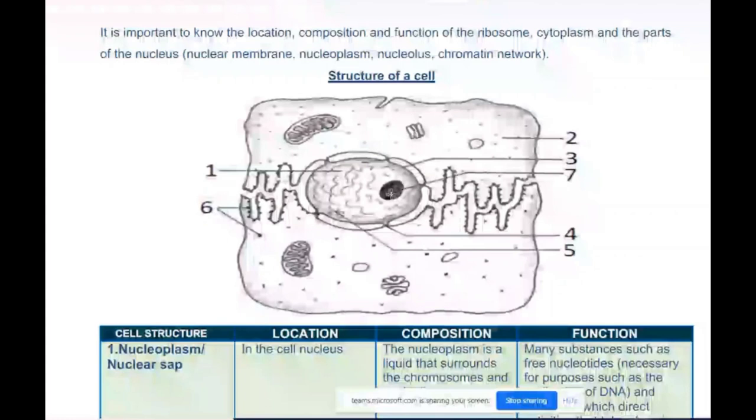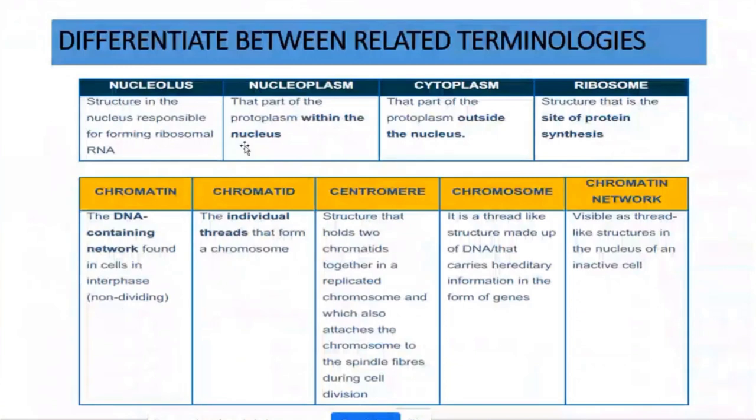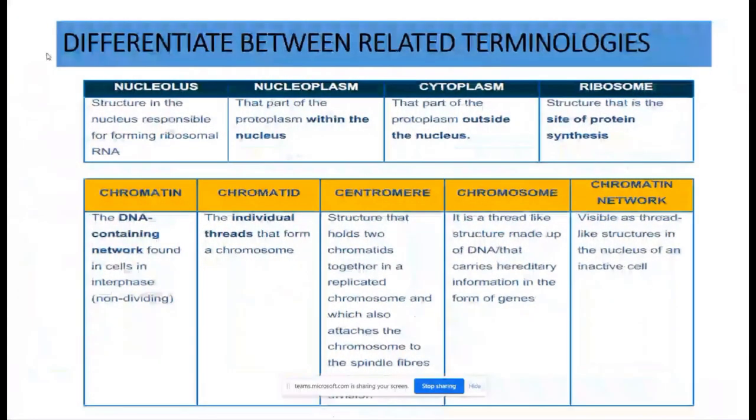This is grade 10 work, so I do hope that our learners will go back and revise their grade 10 cell structure. But I had to bring it to your attention because learners struggle with nucleolus, nucleoplasm, cytoplasm, and ribosome. Now, if we look at the ribosome, it is a structure that is inside my cell where protein synthesis takes place. So these are important concepts that you need to know and understand. The best is to understand it with a diagram.